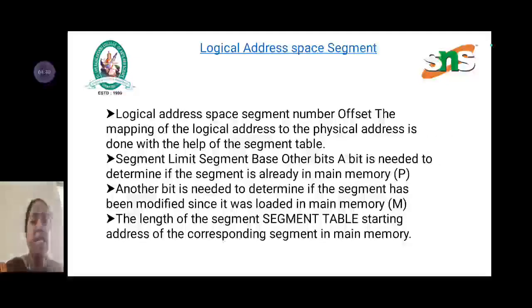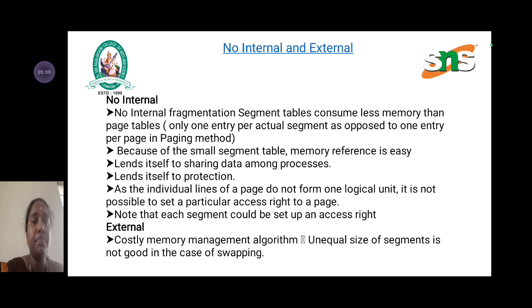Logical address space: segment number and offset. The mapping of the logical address to the physical address is done with the help of the segment table, which holds the segment limit, the segment base, and other bits. One bit is needed to determine if the segment is already in main memory. Another bit is needed to determine if the segment has been modified since it was loaded into main memory. The segment table gives the length of the segment and the starting address of the corresponding segment in main memory.